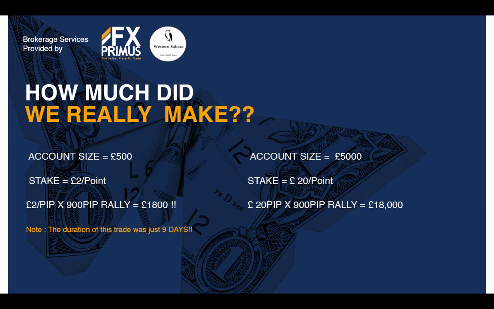Now let's look on the bigger side. Imagine if my account size was £5,000 and I staked £20 per point. That would give me £18,000. I don't know where you are in this world, but £18,000 is a shitload of money. A lot of people work a whole year before they're able to see £18,000.